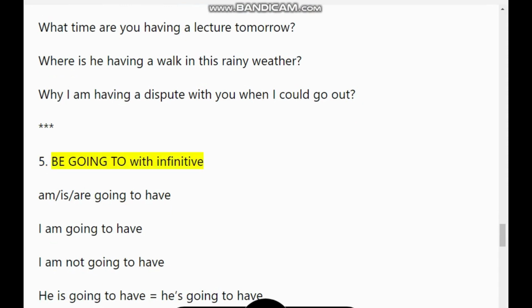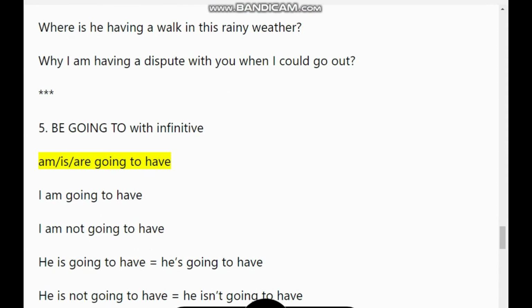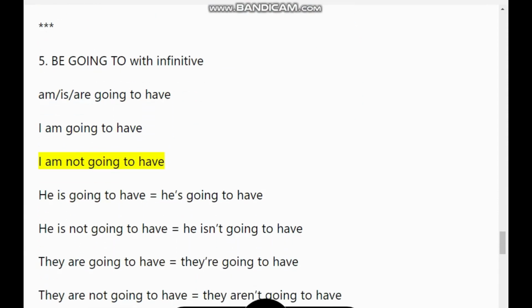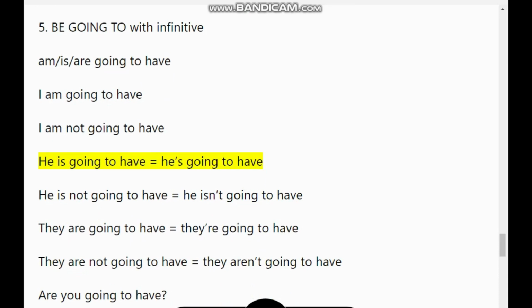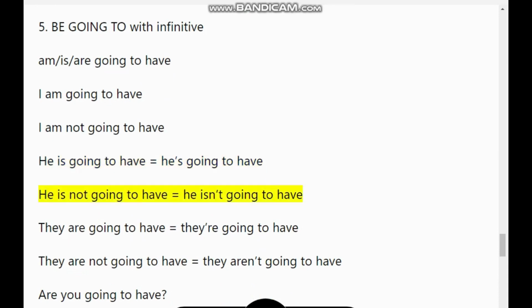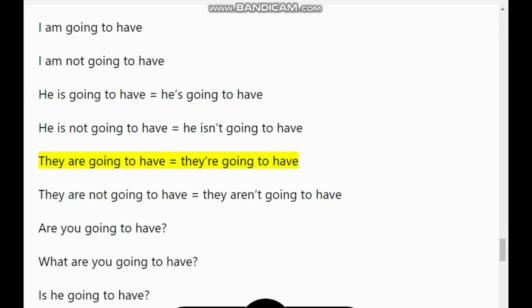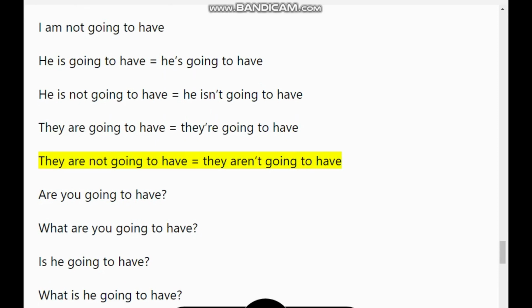5. Be going to with infinitive. Am, is, are going to have. I am going to have. I am not going to have. He is going to have equals he's going to have. He is not going to have equals he isn't going to have. They are going to have equals they're going to have. They are not going to have equals they aren't going to have.